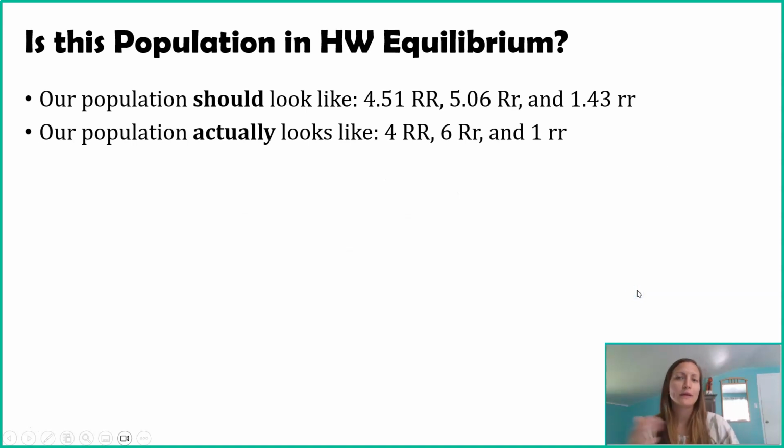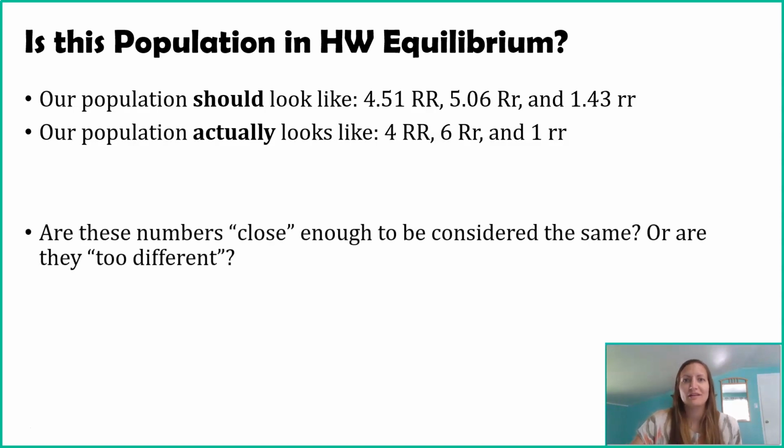So to kind of recap where we are from the last video, we were working through a Hardy Weinberg problem and we were able to solve that our population should look like the values you see here. And we compare those to what we actually saw, which are the values below it. And so the question is, are these numbers close enough to be considered the same? Is 4.51 the same number as 4? I mean, technically, no, they're not the same number, but they are pretty close.